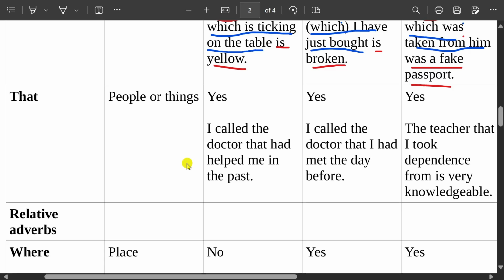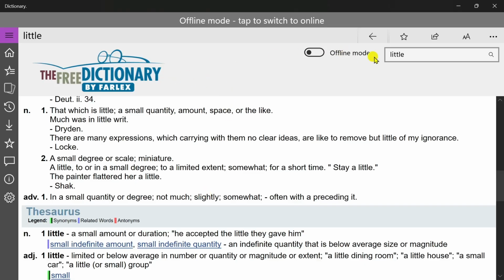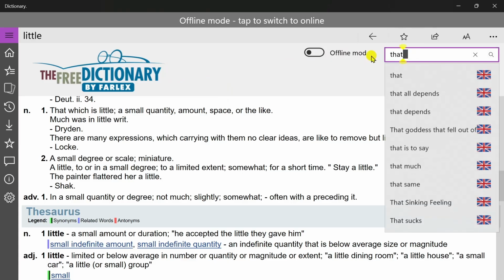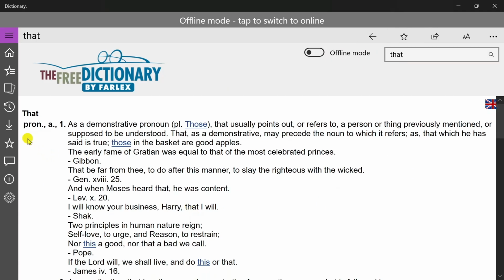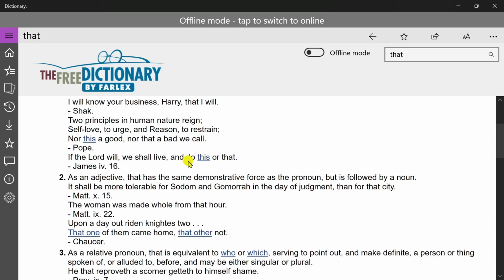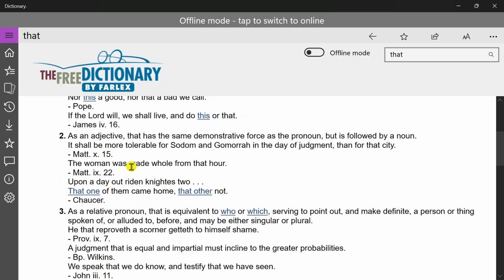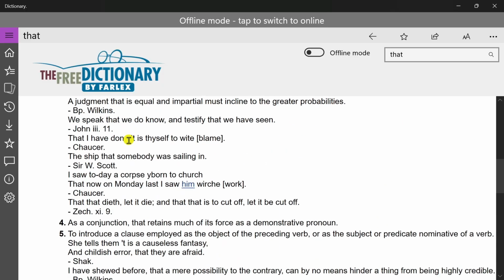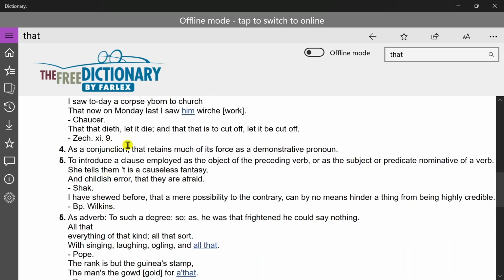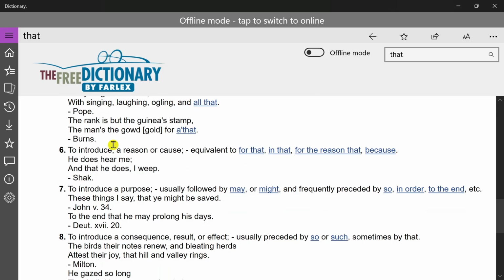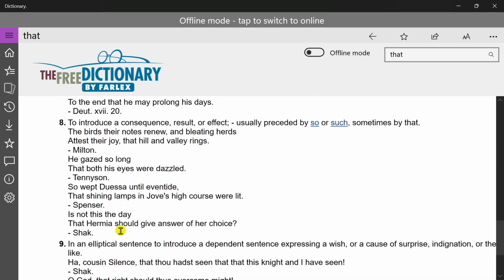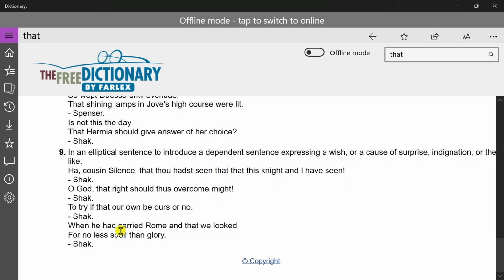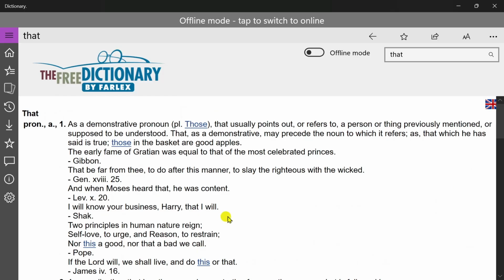Okay, let's discuss that. That is a word that is quite confusing in English. It's very common. It has many functions. Let's look over here. That: pronoun, demonstrative pronoun, adjective, relative pronoun, conjunction, adverb, something else. Okay, several functions, okay? That.